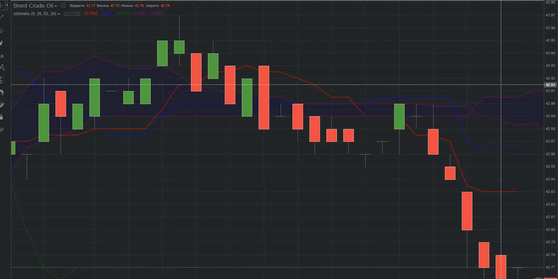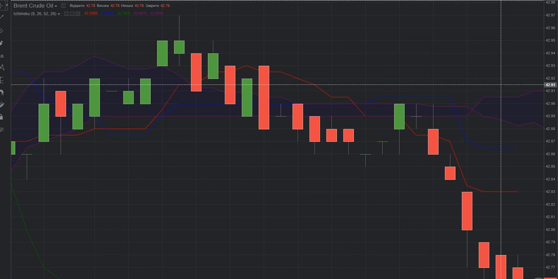The Ichimoku defines support and resistance levels, trading direction, shows momentum and provides trading signals. Even though the Ichimoku cloud may seem complicated when viewed on the price chart, it's actually a rather straightforward indicator. The concepts are easy to understand and the signals are well defined.